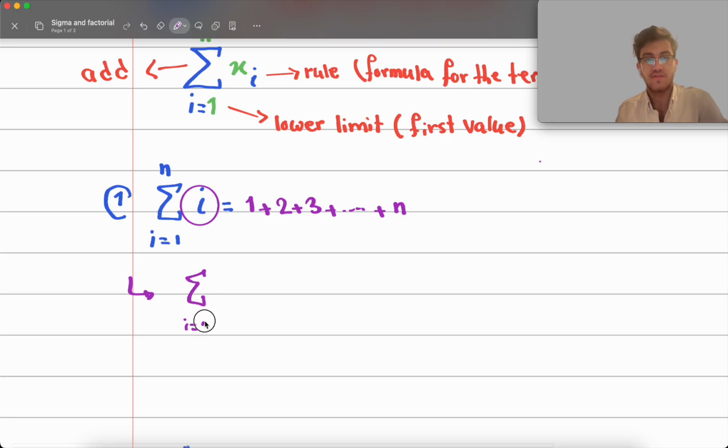i from 2 up to 6 of i. This would be what? Plug this one into the rule, so it would be 2, add 1 and 1 until you get to 6. So basically it's going to be 2 plus 3 plus 4 plus 5 plus 6. This is what it is.